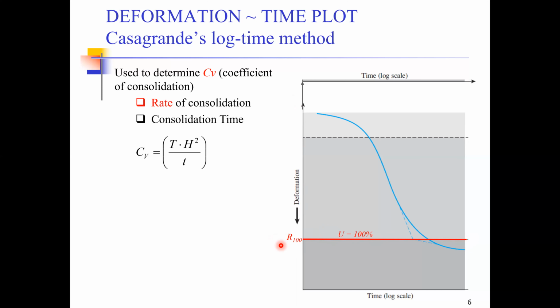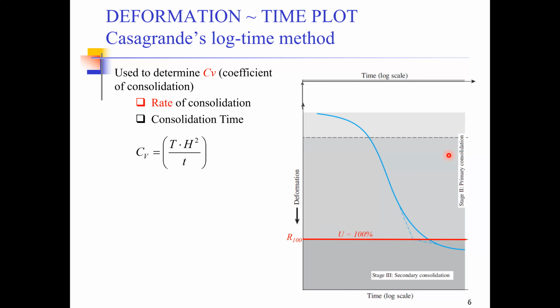Now, if we have done this, it means we know beneath this line is going to be secondary consolidation, and above this line is going to be primary consolidation. This is what we saw from our discussion on the previous slide. Okay, so what is going to be the next step?